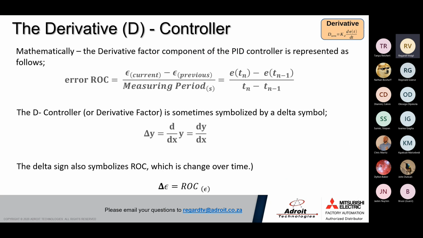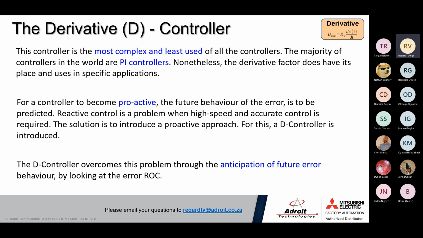As I mentioned, it looks at rate of change: the current error minus the previous error over the measuring period, and then you get your delta error. Delta is your change of the error, which means it's the rate of change of an analog signal. So if your delta is high, your rate of change is high. That's what it uses to control the output of the D term.